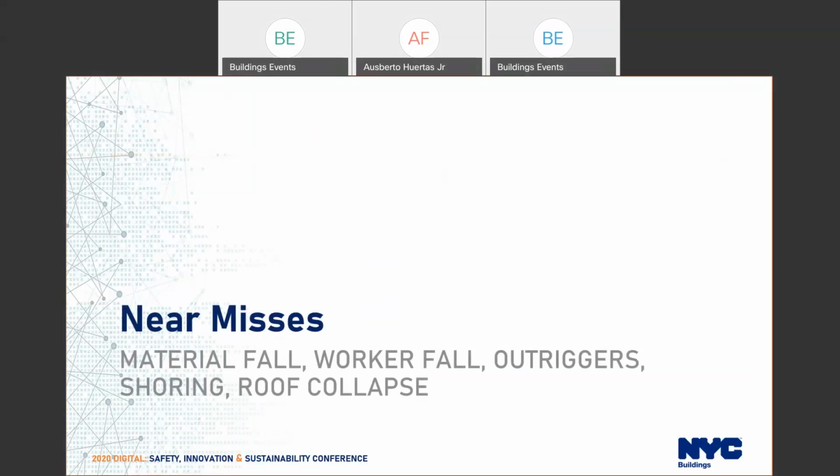Good evening, all. Thanks, Ozzy. As Ozzy mentioned, we will now discuss near misses. Near misses are one of the first indicators that a job site may need to be more diligent in the safety measures that they are taking on the site. In this section, we will discuss what a near miss is, and review case studies of material, equipment, and worker falls, shoring, and roof collapses, which were all preventable.